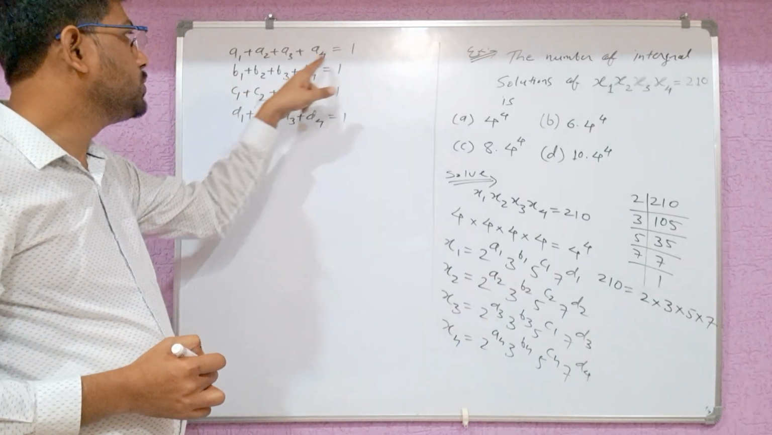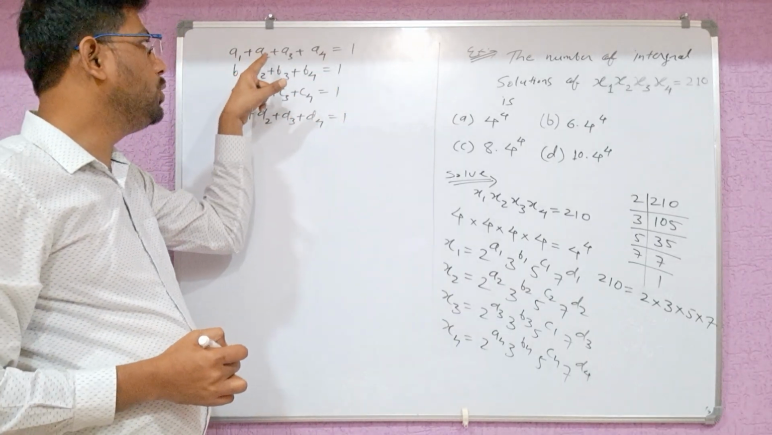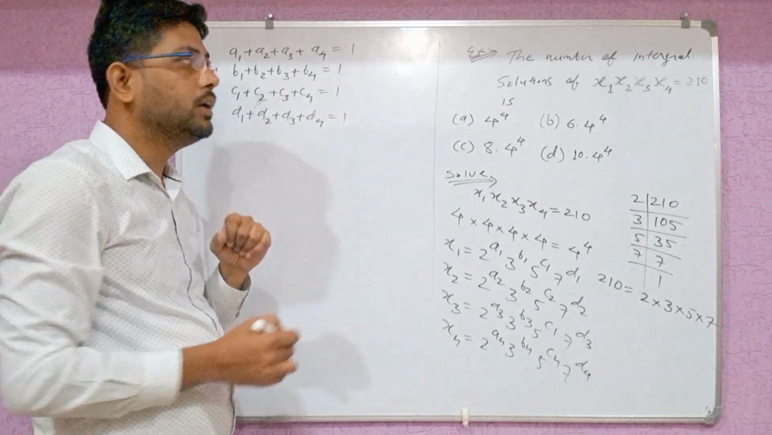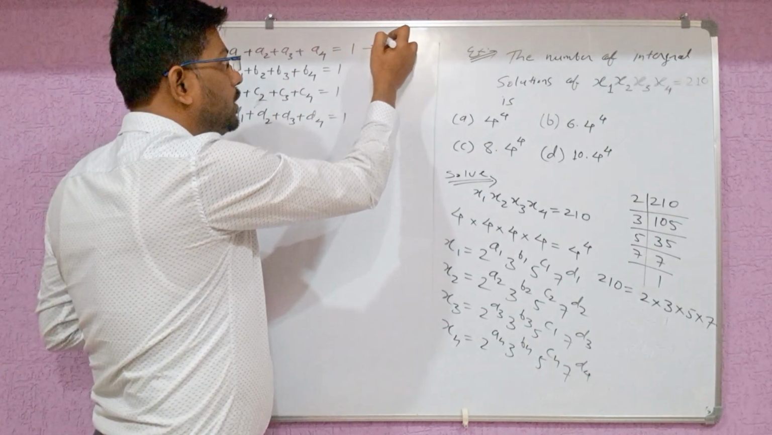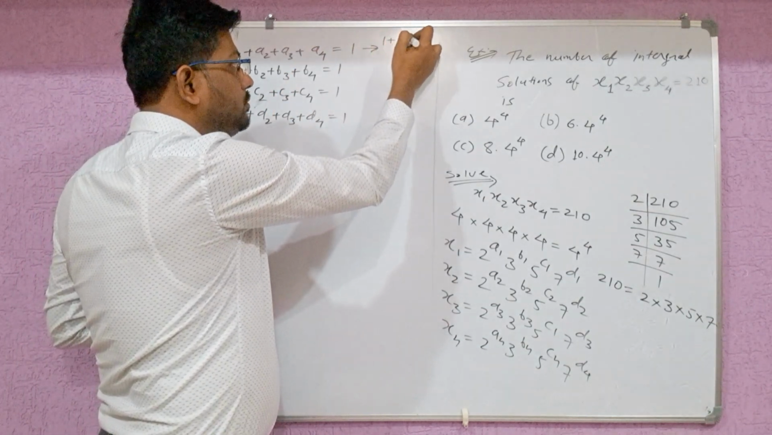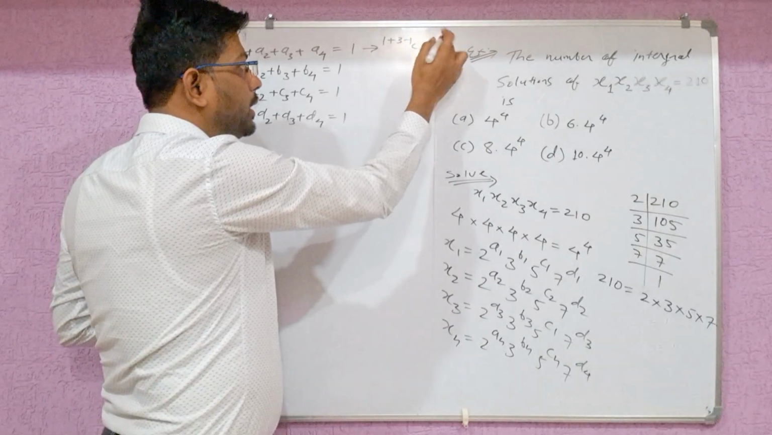Now the solution of the equation a1 + a2 + a3 + a4 = 1 can be written as C(1+3, 3), that is 4 choose 3.